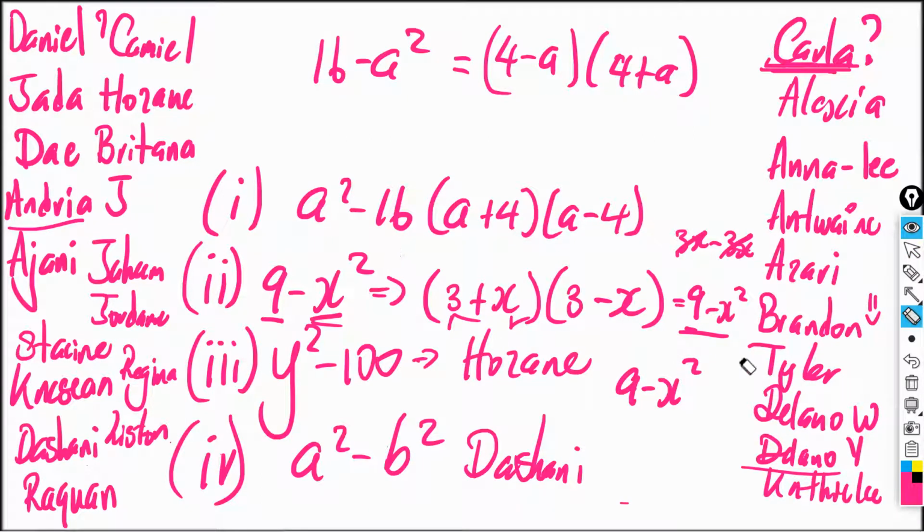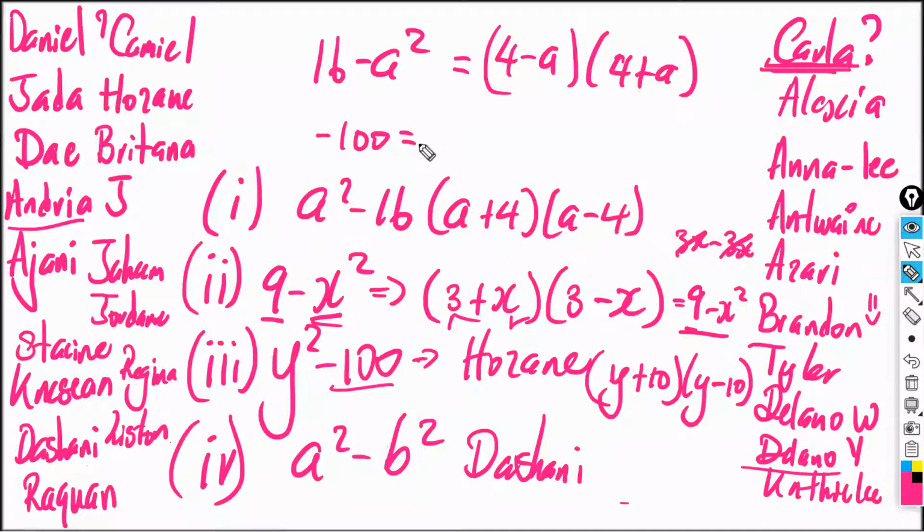Positive 10 times negative 10. So this one is y plus 10 times y minus 10. That makes perfect sense, guys. You have a negative 100. Which two numbers would multiply and give you negative 100? Positive 10 times negative 10. So that's the 2 in the bracket: y minus 10, y plus 10. Make sense?